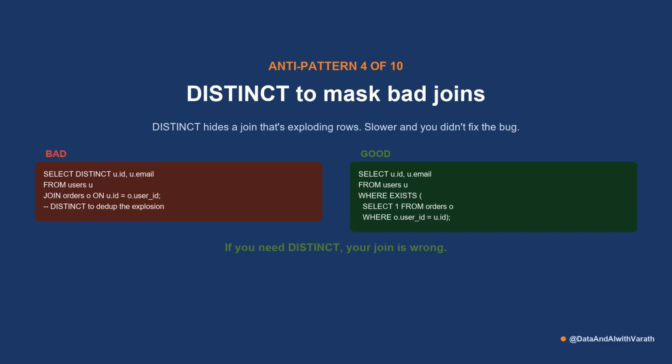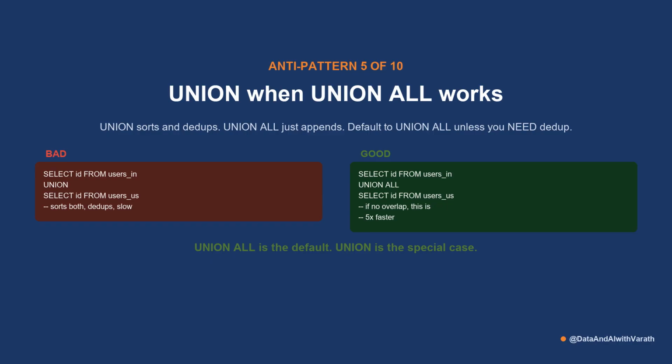Anti-pattern 4. Distinct to mask a bad join. If you added distinct to fix duplicate rows, you didn't fix the duplicate rows, you hid them. The join is exploding the result set. Use exists instead, or fix the join condition. Distinct is a smell.